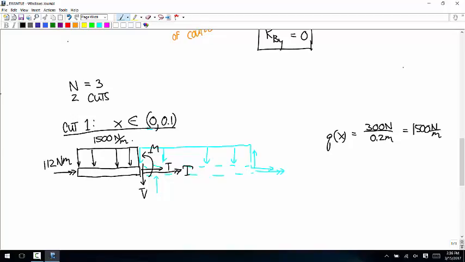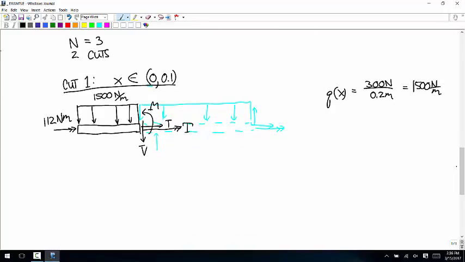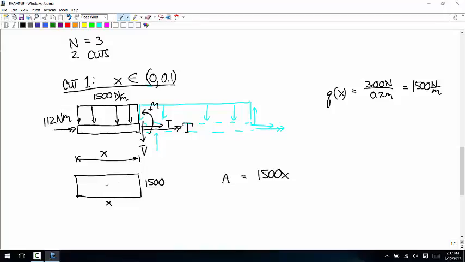Well, now that we've chosen a body to isolate, we can represent that distributed load as a point force. So think of this rectangular distributed load as a rectangle with a height of 1,500 and a width of x, because we're just isolating this piece that's x long. The area is length times width, so 1,500x. The centroid is right in the middle.